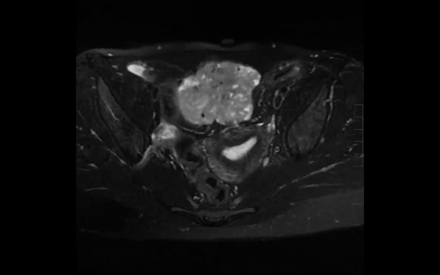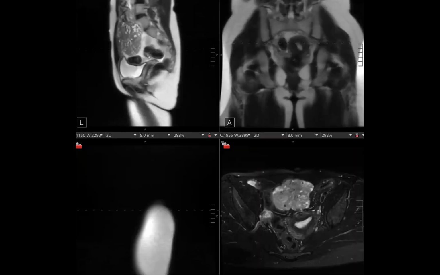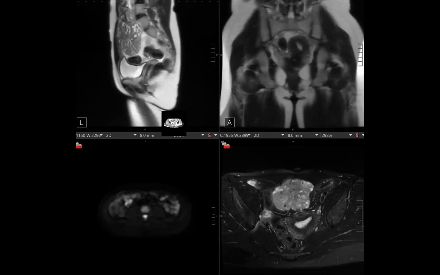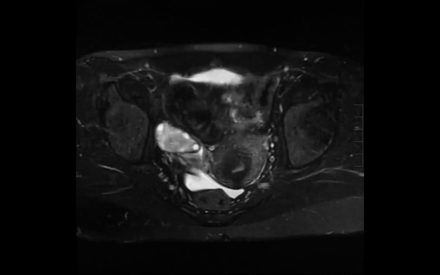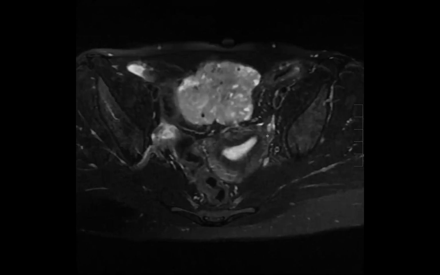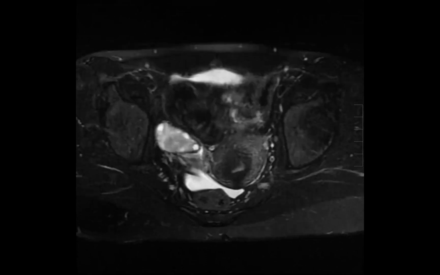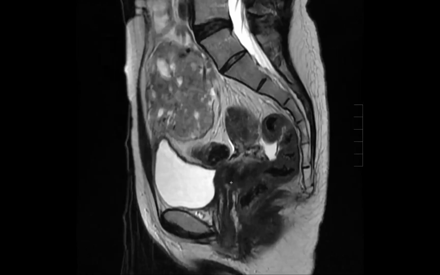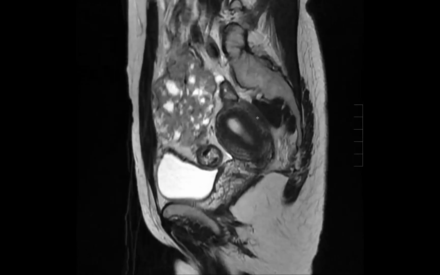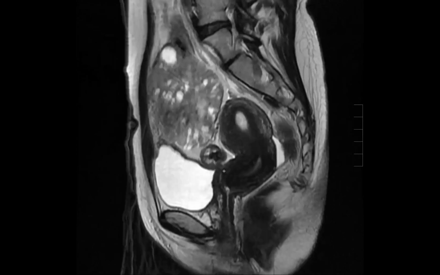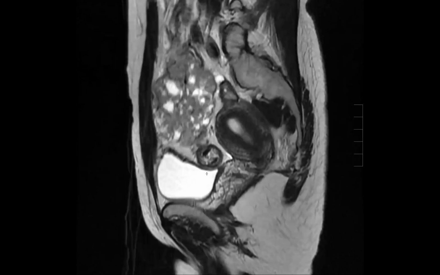So it looks separate from the ovaries, and there's no connection to the uterus, right? Correct. Yes. So the ovaries are here. The other one's here and separate. And the uterus, correct, it's separate. So the uterus is here. You can see there's a nice fat plane between the mass and the uterus.